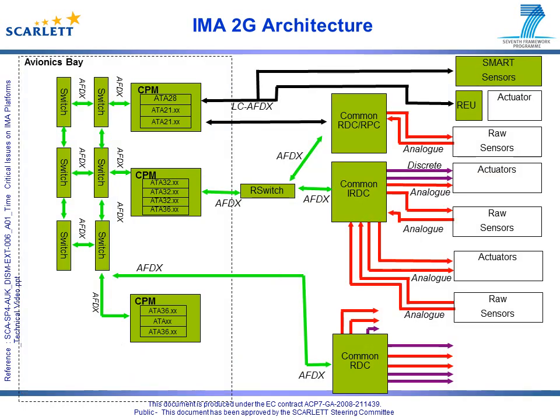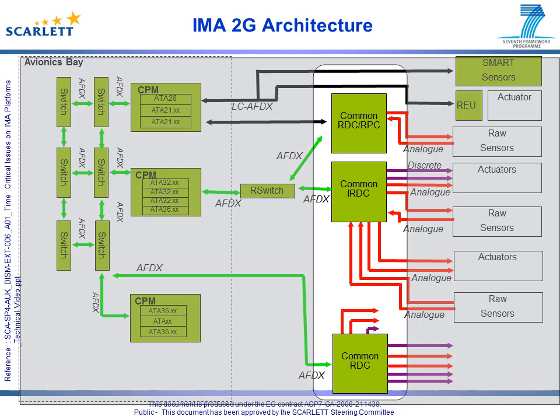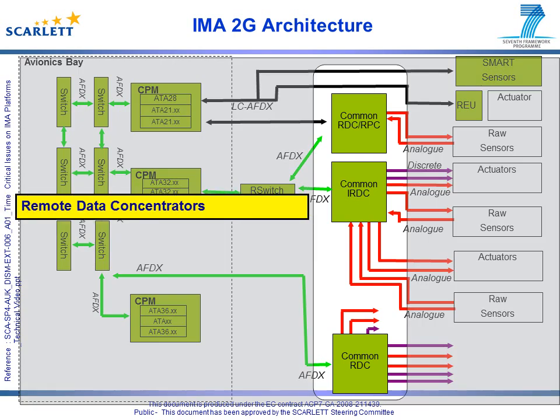The main I/O resource is the RDC. There are different types of RDC with slightly different purposes. The goal is to develop a minimal set of components which will meet all requirements. RDC, Remote Data Concentrator. This is now an IMA resource which translates the bulk of the I/O to and from AFDX or LC AFDX.